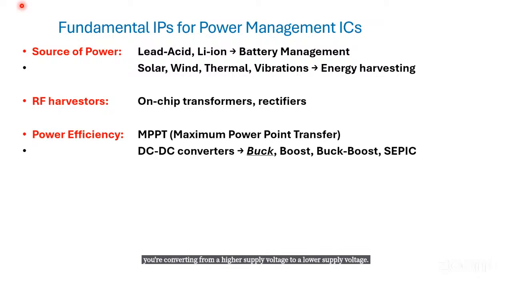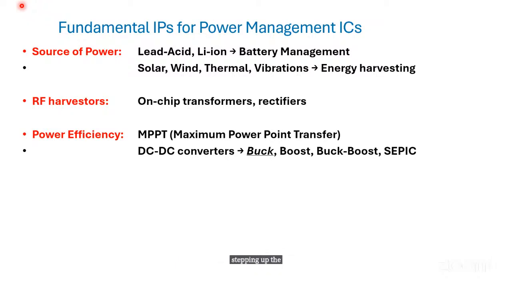Typically for the 5G transceiver case, it is usually a buck converter that is being used, because the 5G transceiver is operating at a lower voltage, whereas the lead acid battery is at 12 volts. So you have a buck converter which is stepping down the voltage efficiently. We can also have boost converters, which step up the voltage.